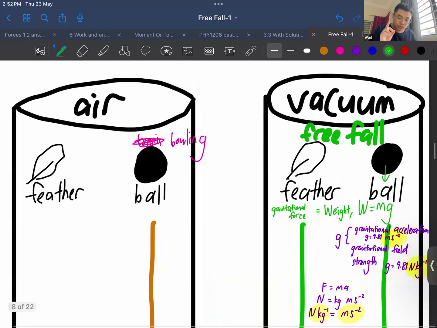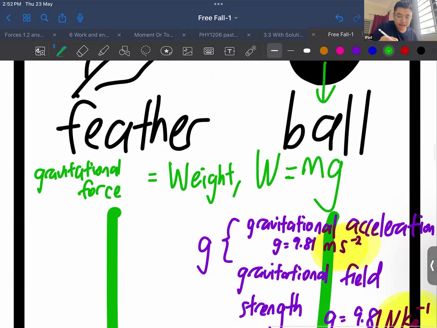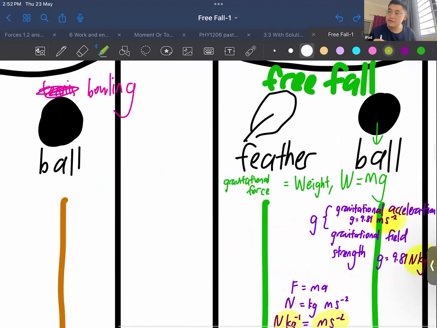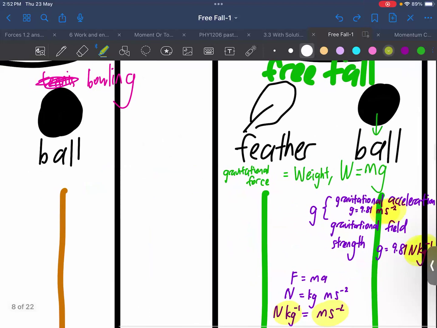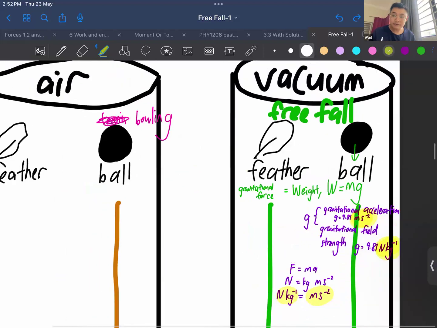I do not really appreciate when the student tells me the small letter g is the gravitational force, because that's not. I repeat, I do not want the student to tell me small letter g is gravitational force, because that's not. That is the gravitational acceleration. That is the gravitational field strength. You get me? Okay, can I move on?